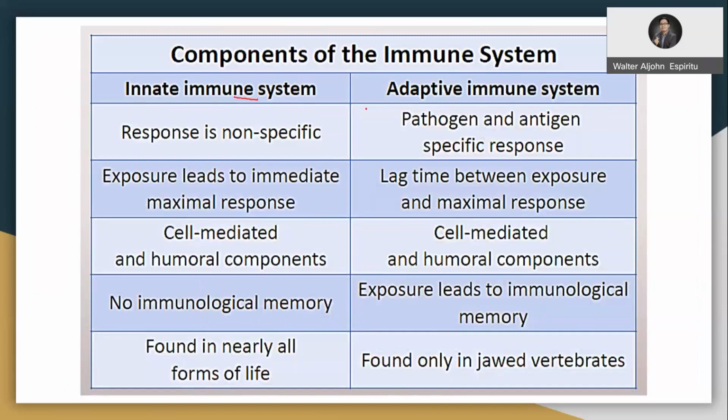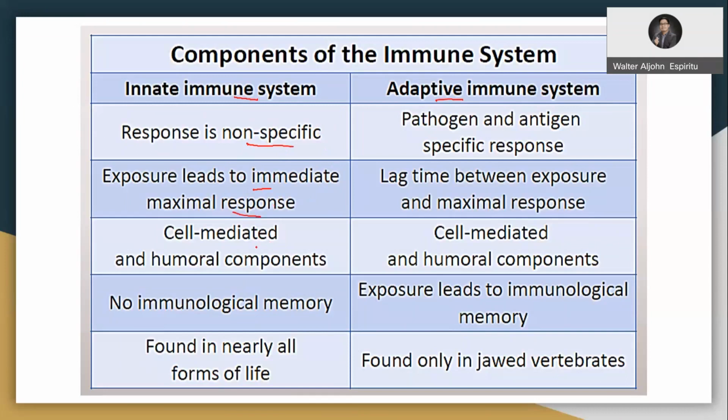We have the innate immune system and the adaptive immune system. In the innate immune system, this is the faster portion of our body. Its response is non-specific. So regardless of whether there's a pathogen or an infected cell or whatsoever that causes certain problems in the body, the innate immune system will react. The exposure leads to an immediate maximal response. Again, an immediate response to certain pathogens.